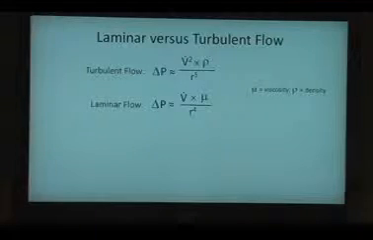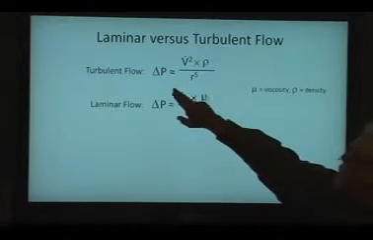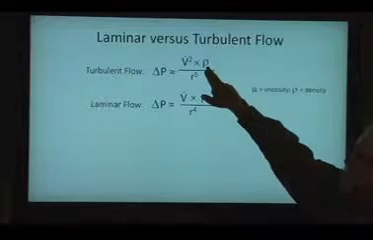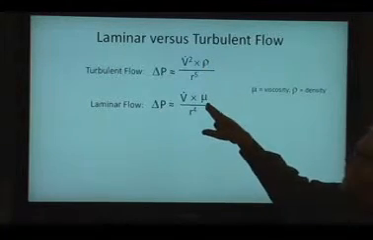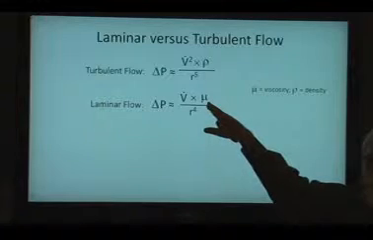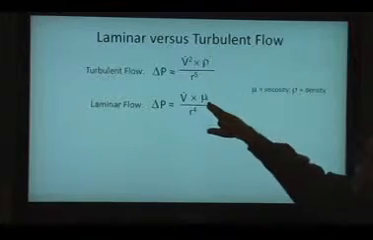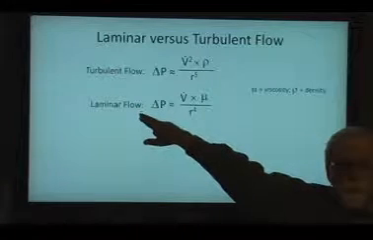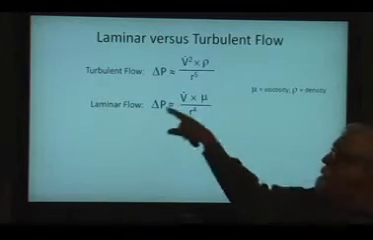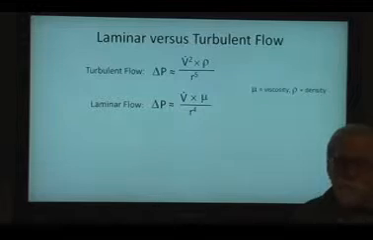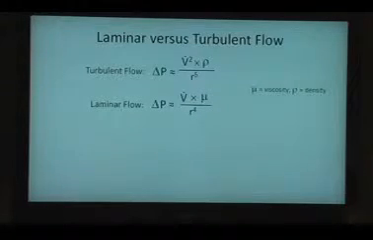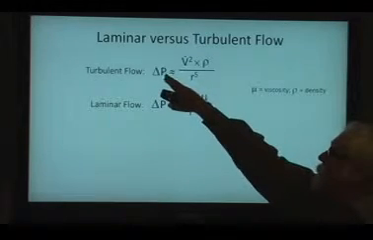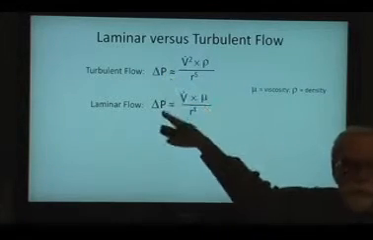But also notice that the equation for turbulent flow includes density. The equation for laminar flow includes viscosity but not density. So gas flow through small airways where there's laminar flow is density independent. So if you change the density of the gas that you're breathing, it might affect the amount of pressure to get flow through large airways but not small airways.